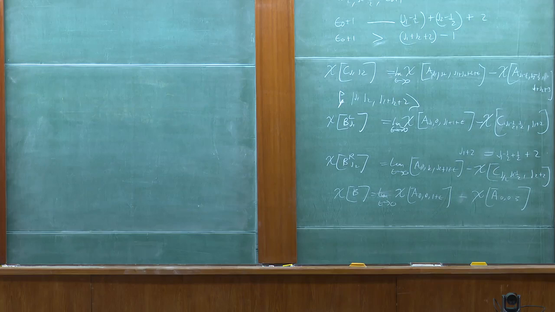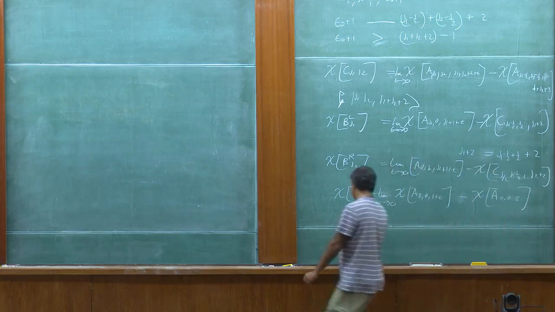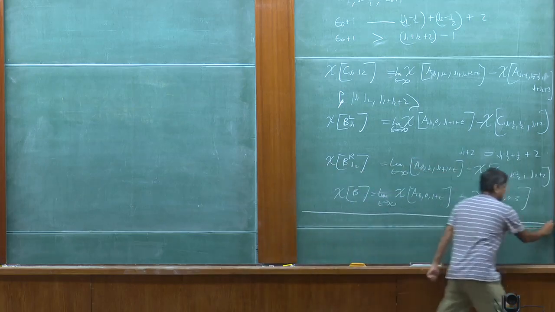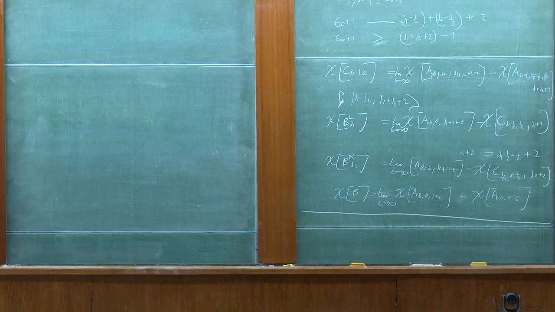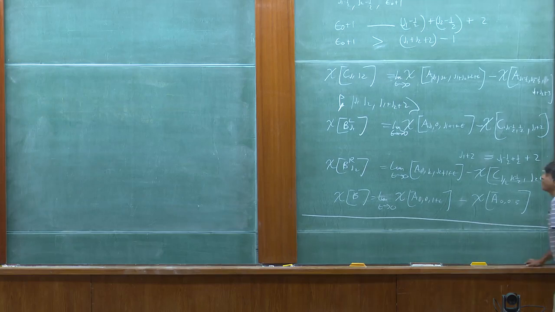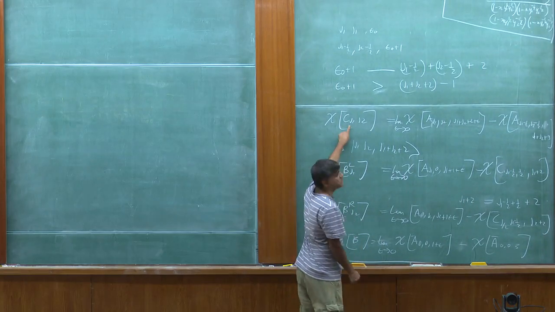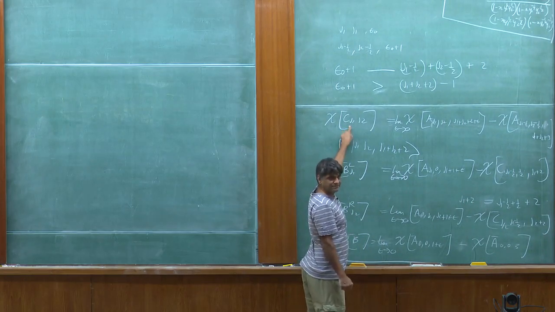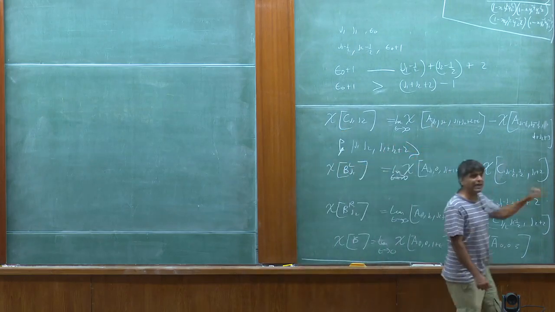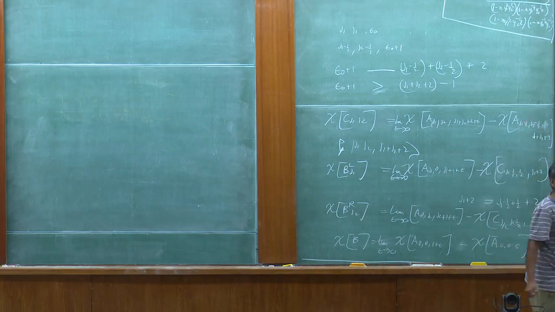Okay? Now these formulae here give us a complete determination of the character of all representations of the conformal algebra. How? The first formula here allows us to compute C-type characters, because it's a difference of two A-type characters, and we already know the A-type characters.